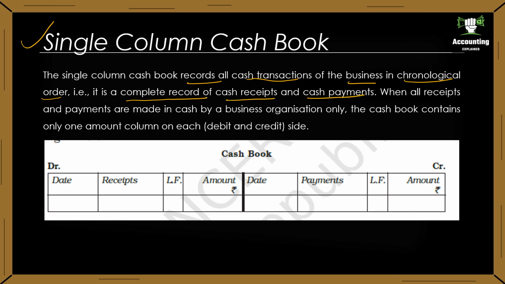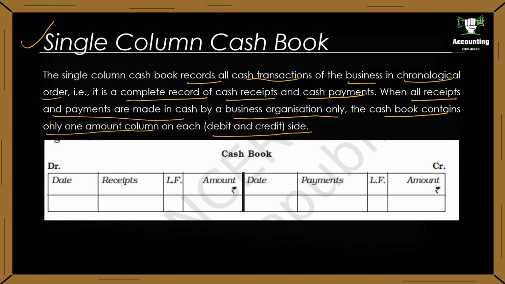When all receipts and payments are made in cash by a business organization only, the cash book contains only one account column on each debit and credit side. If the business uses only cash transactions and does not use any bank transactions, then single column cash book is opened by the business.